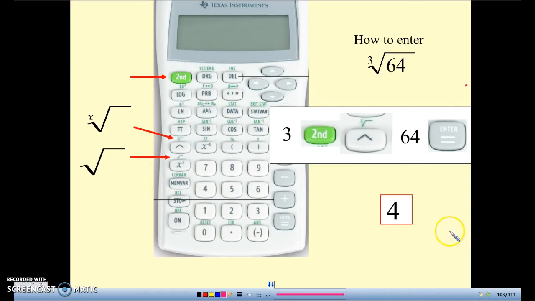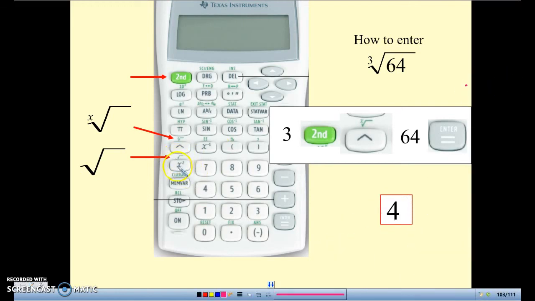Here's your TI-30, pointing out a few buttons. This button right here is your power button. So if you took 2 and hit that power button, and 3, what that's doing is 2 to the 3rd power. When you hit enter, you will get 8 as your answer. So that's how you use your power button.